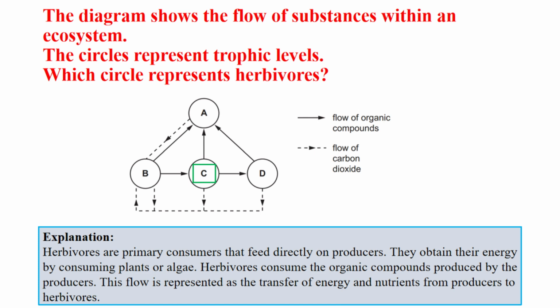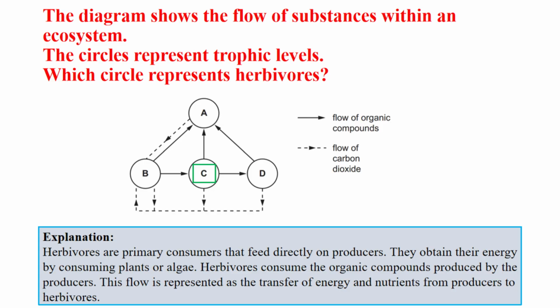Now let's look at all options. First, circle A represents atmospheric air. While it's essential for the carbon cycle, as it provides carbon dioxide for photosynthesis, it doesn't represent a specific trophic level in the food chain. Circle B is for producers, such as plants and algae. These organisms capture sunlight and convert carbon dioxide from the air into organic compounds through photosynthesis. This process not only produces the food but also plays a crucial role in the carbon cycle by removing CO2 from the atmosphere. Circle D represents carnivores, which are secondary or tertiary consumers that feed on other animals.